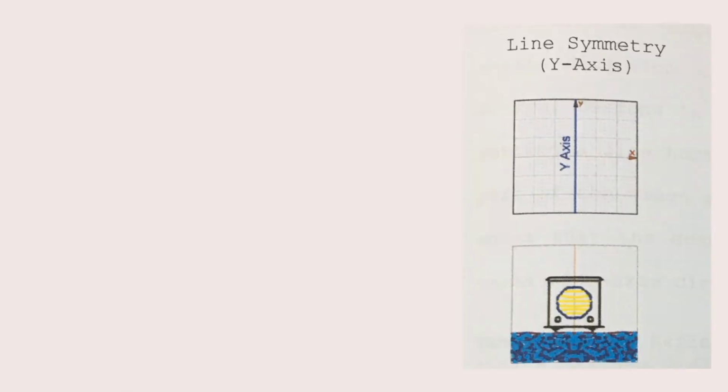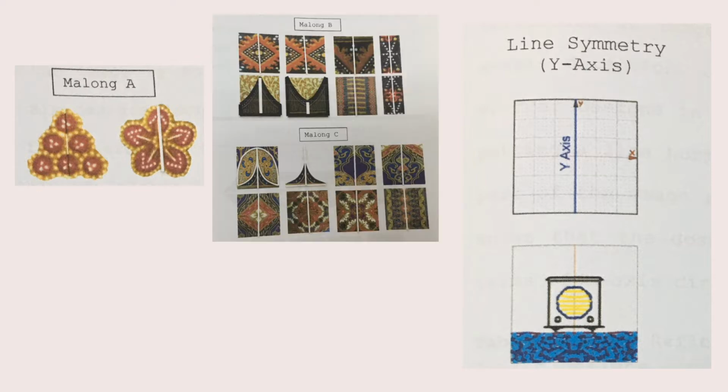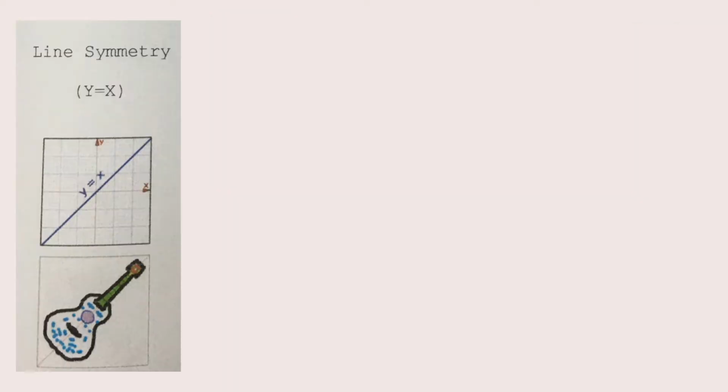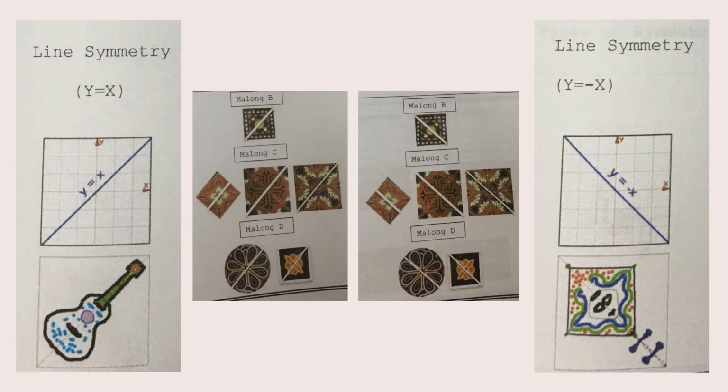Under y-axis symmetry, there were 2 designs in Malong A, 8 designs in Malong B and C, and 4 designs in Malong D. For the y is equal to x and y is equal to negative x symmetry, they have the same finding of designs, where 1 design in Malong B, 3 designs in Malong C, and 2 designs in Malong D were found.